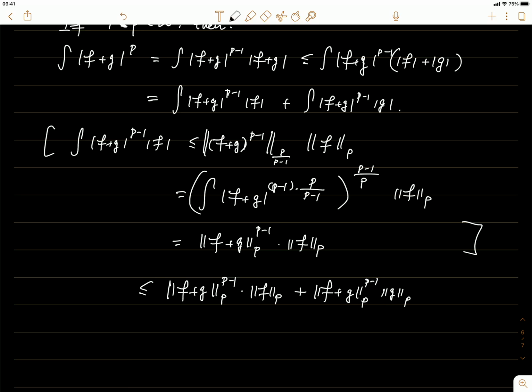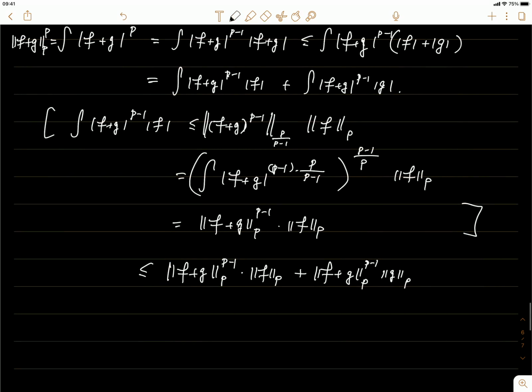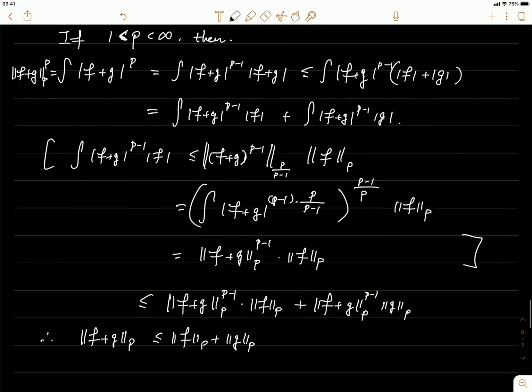And now you can see that the left-hand side here is equal to the p-norm of f plus g to the power p, and on the right-hand side both terms have this factor, so we can divide both sides by this term. Then the left-hand side is just the p-norm of f plus g, and the right-hand side will only have the p-norm of f plus the p-norm of g left. Okay, so that's the Minkowski inequality.